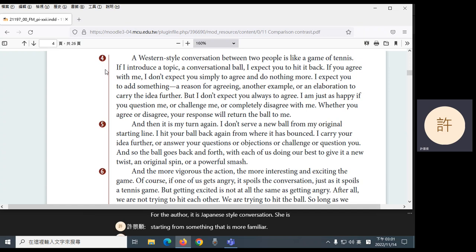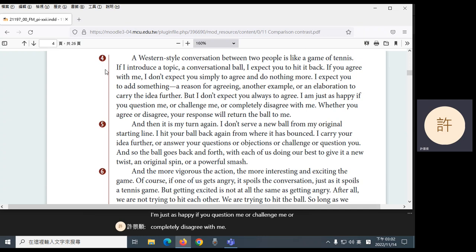A Western style conversation between two people is like a game of tennis, 网球. If I introduce a topic, a conversational ball, I expect you to hit it back. If you agree with me, I don't expect you simply to agree and do nothing more. I expect you to add something, a reason for agreeing, another example, or an elaboration to carry the idea further. But I don't expect you always to agree. I'm just as happy if you question me or challenge me or completely disagree with me.